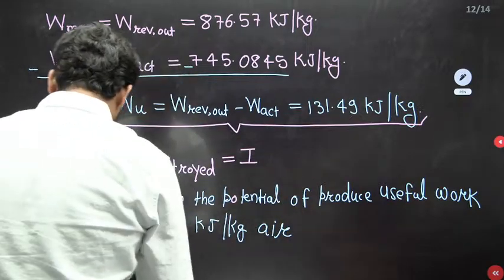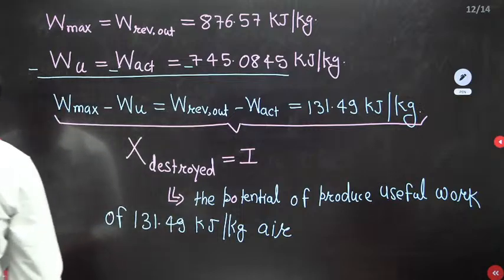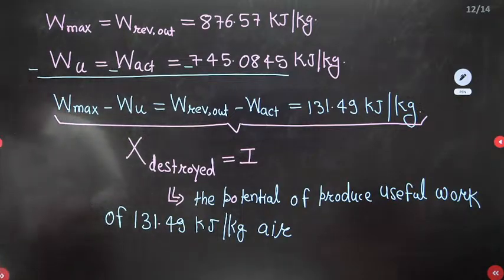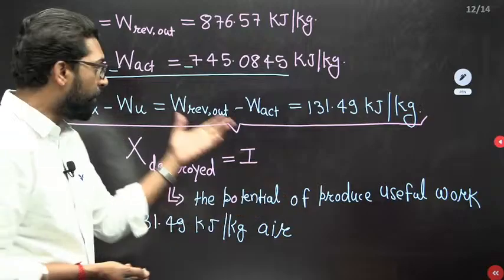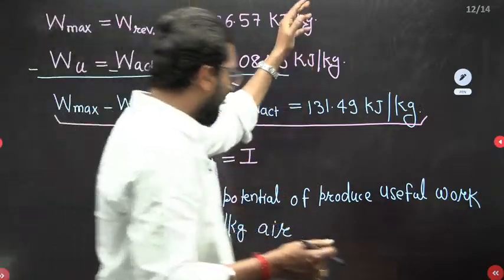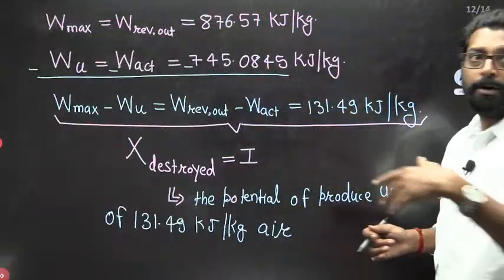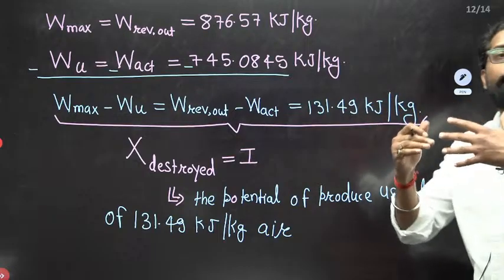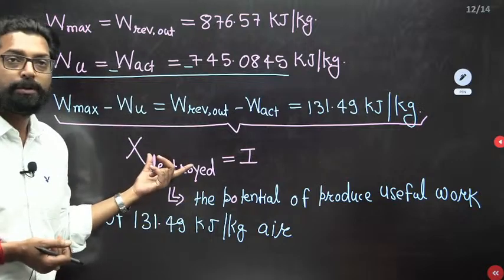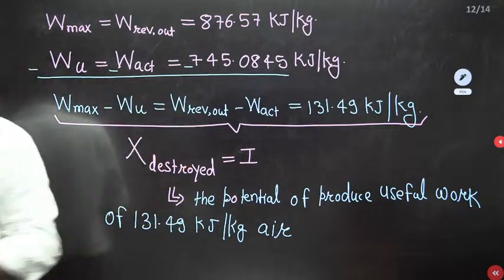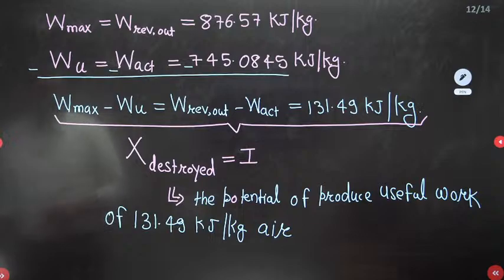That means the exergy destroyed could also be determined by calculating the entropy generation during the process. That means this is a potential to produce useful work. You can reduce it to produce the maximum obtainable work. So this is your destroyed irreversibility.